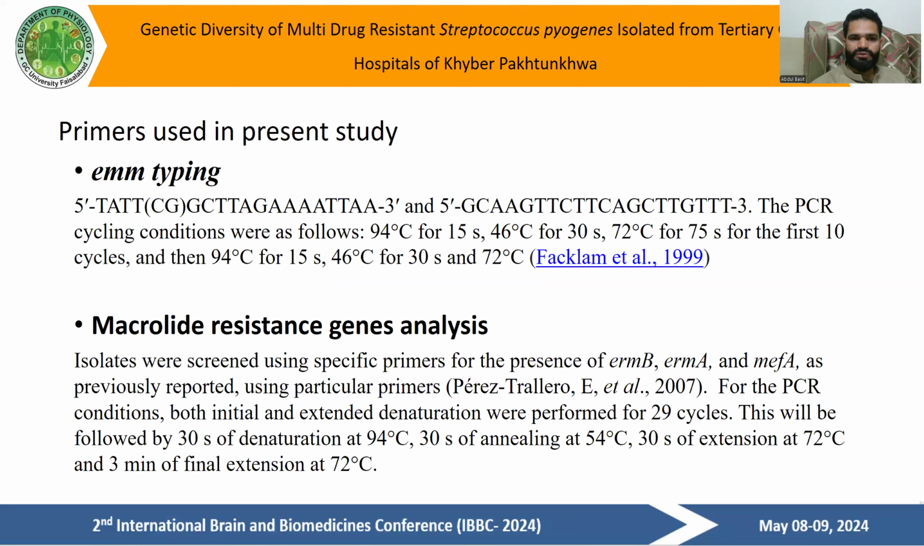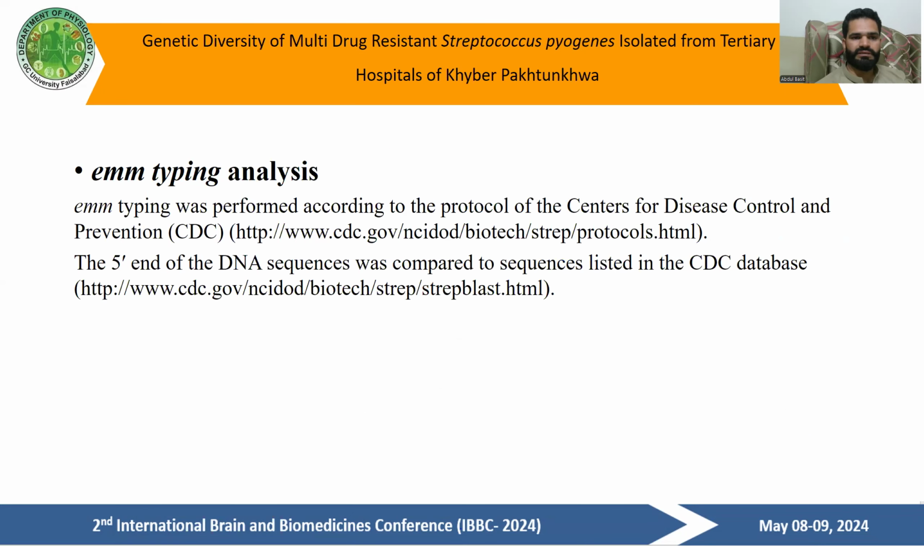Different primers were used in the present studies. The PCR sampling conditions are as follows. Specific primers were used for the macrolide resistant gene analysis, for the presence of ARMA, B, and MFA. The following are the conditions for the PCR.